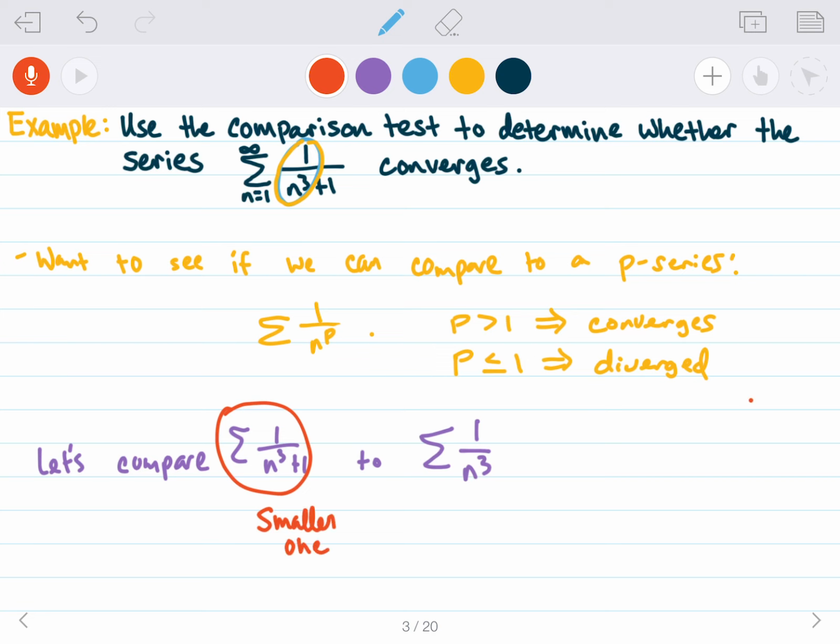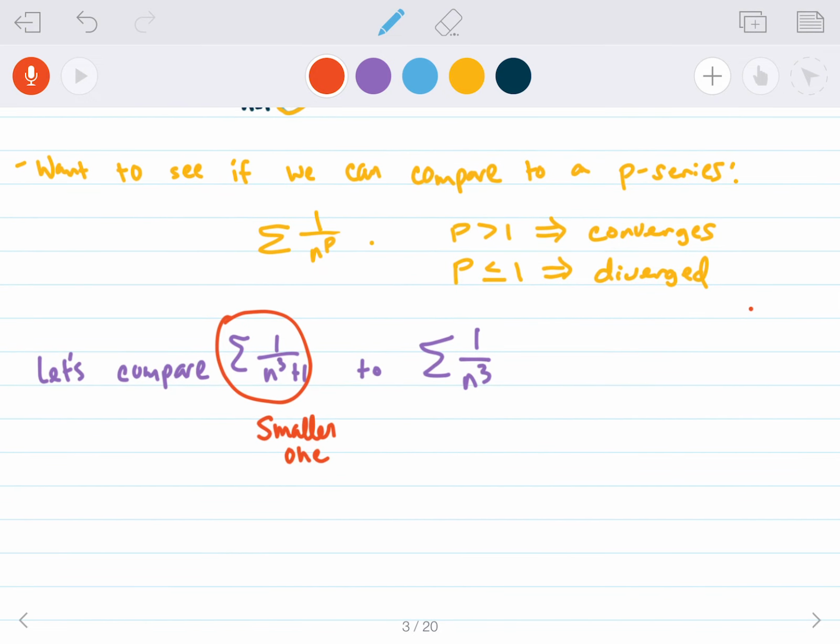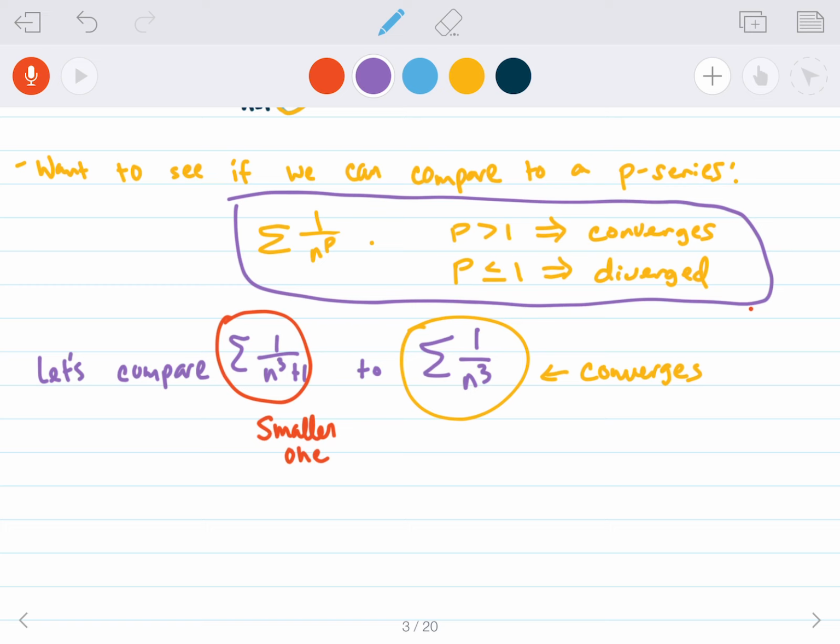Okay, so we know, what do we know? We know that this guy converges, and we know that because it's a P series. It's of the form 1 over n to the P, where P is equal to 3. And if P is greater than 1, it converges. So we know this, okay?